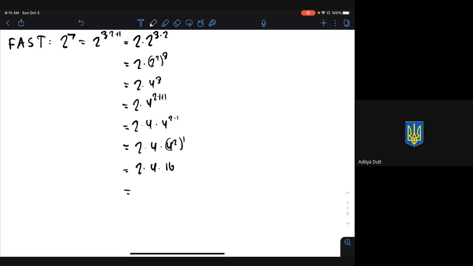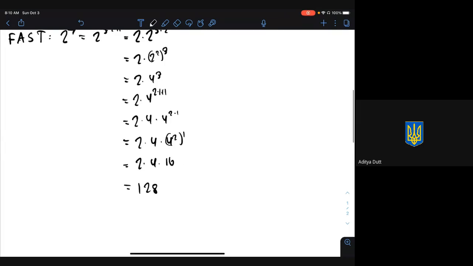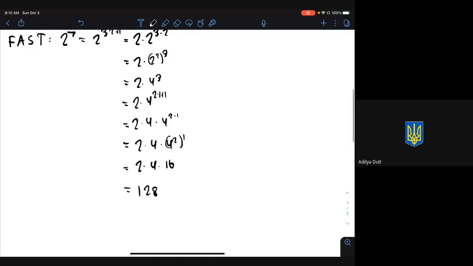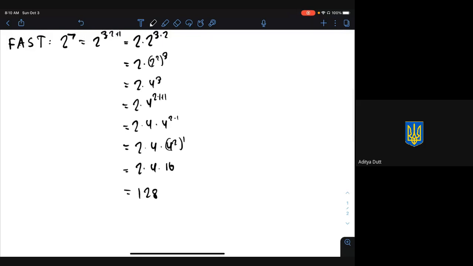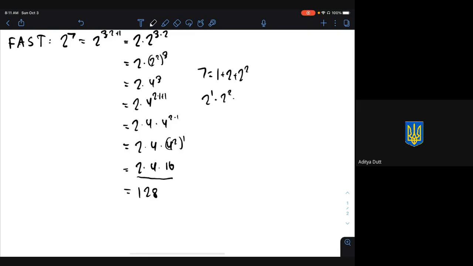And then now you can evaluate this to just be 128. So the other way to see what happens in this process is that at some stage we'll get to just 3 numbers multiplied by each other, and there's no more recursion going on. So at this stage we can observe that if 7 equals 1 plus 2 plus 2 squared, then what we're finding is 2 to the 1 times 2 to the 2 times 2 to the 2 to the 2.